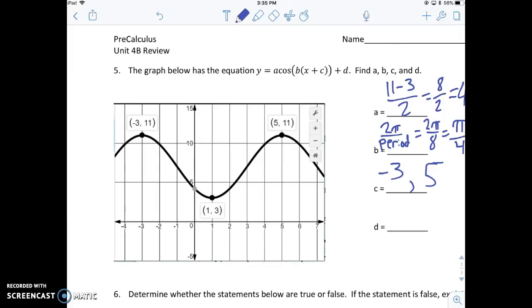And then our d value is our midline. Sometimes you can just see it on the graph, which is cool. That works. You can also find the average of the maximum and minimum. So 11 is our max plus our minimum divided by 2, which is going to be 14 divided by 2, which is 7.